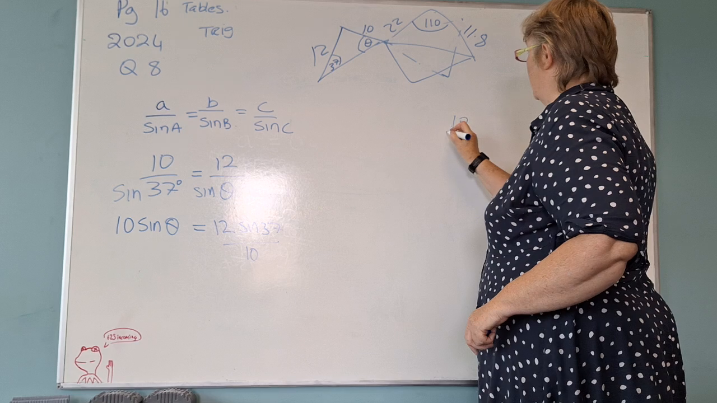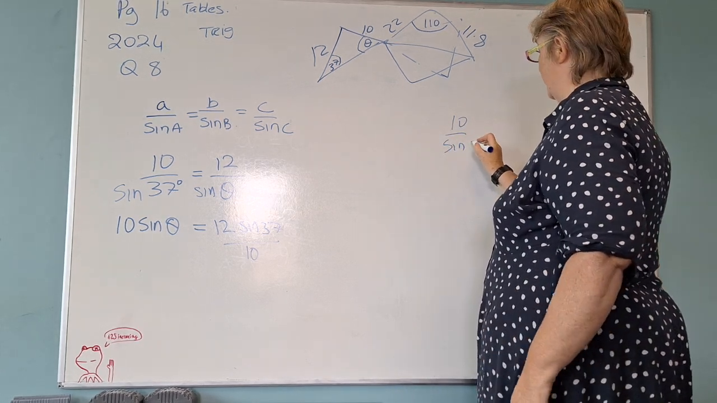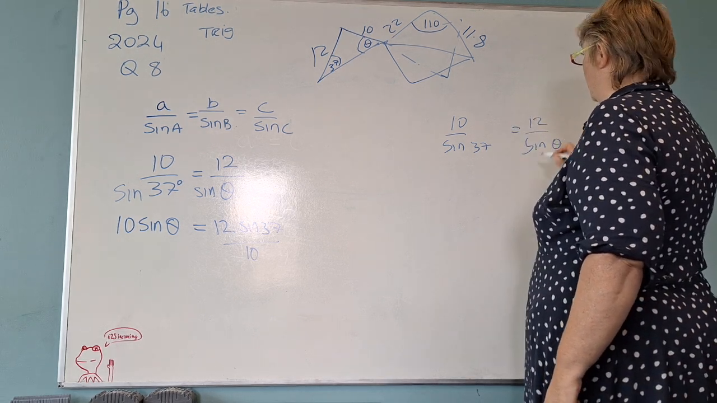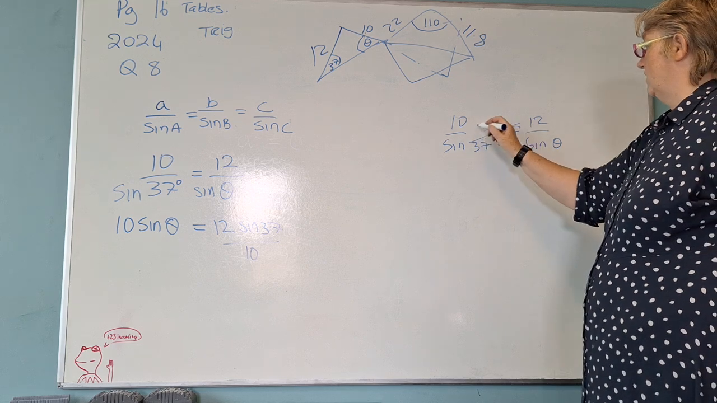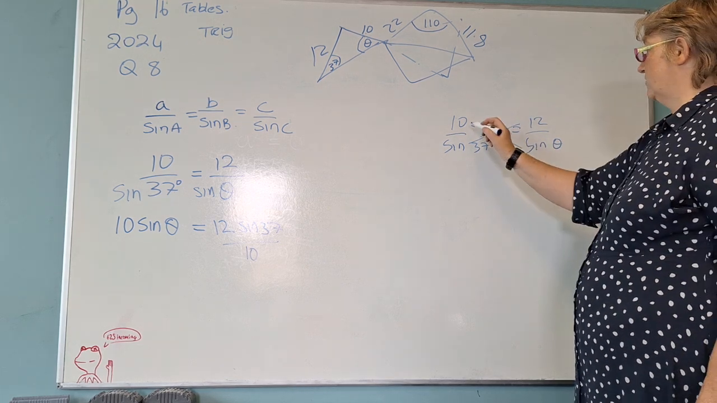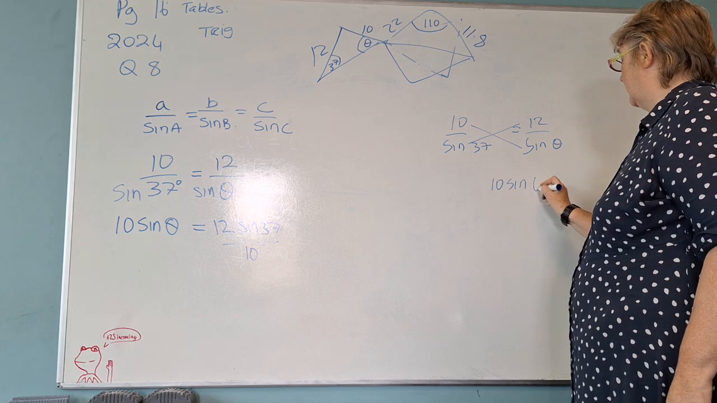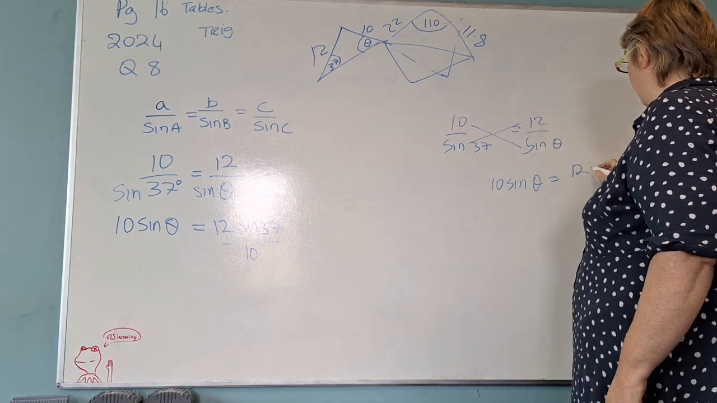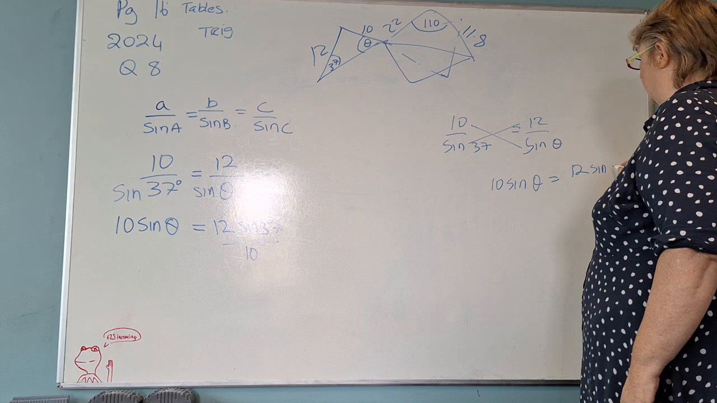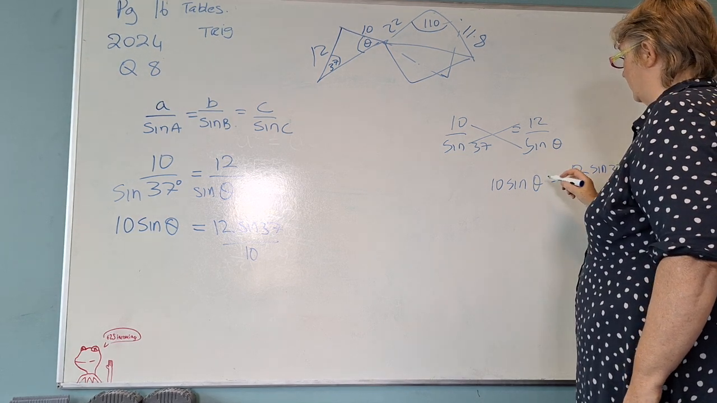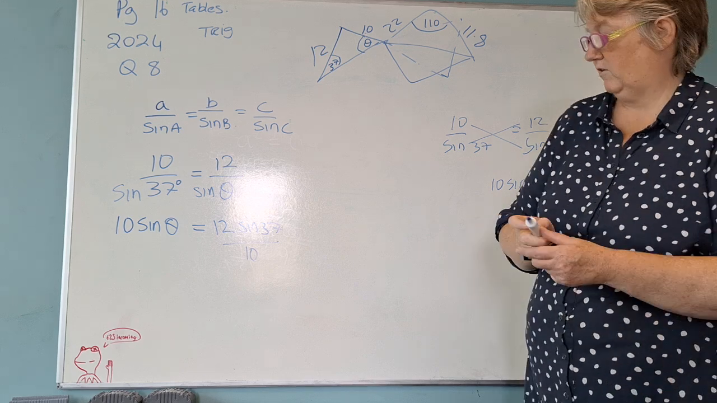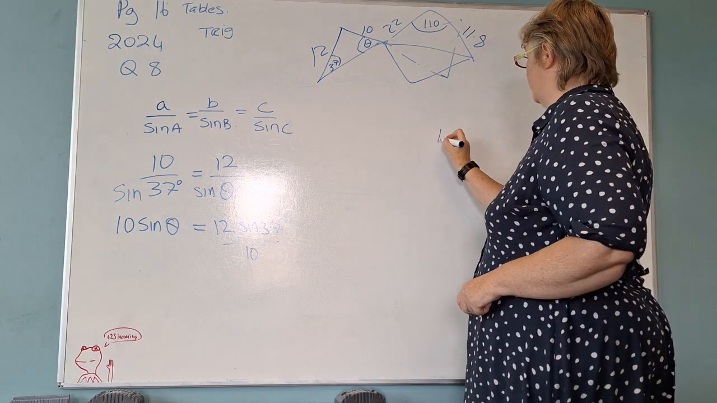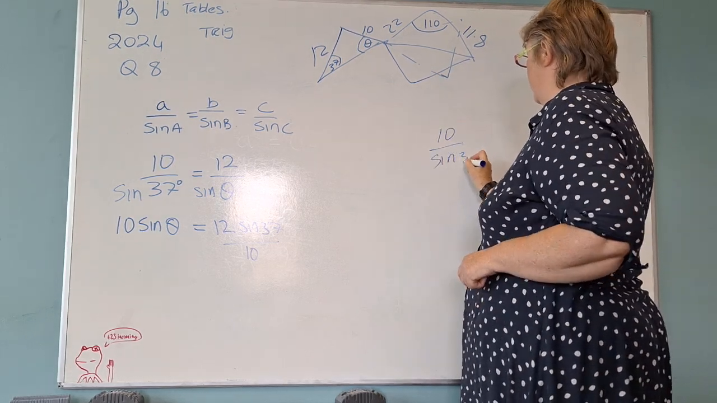So we had 10 over sine 37 equals 12 over sine theta. What I have done is I have cross multiplied. So that becomes 10 sine theta is equal to 12 sine 37. As in cross multiplied, I multiplied by everything. I'm going to do this slower.